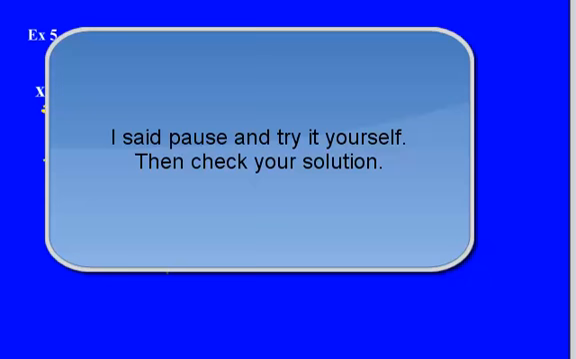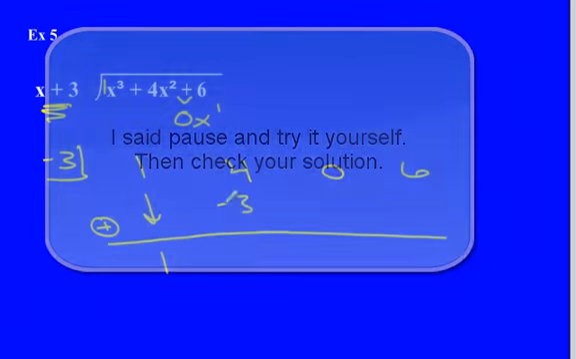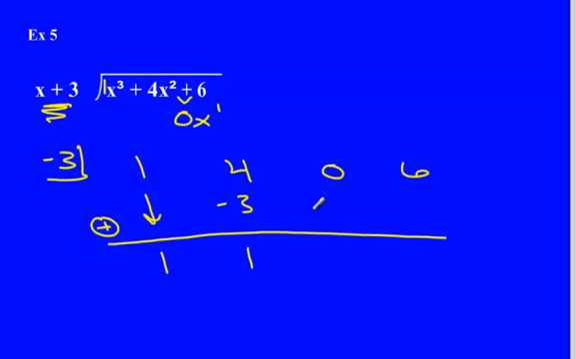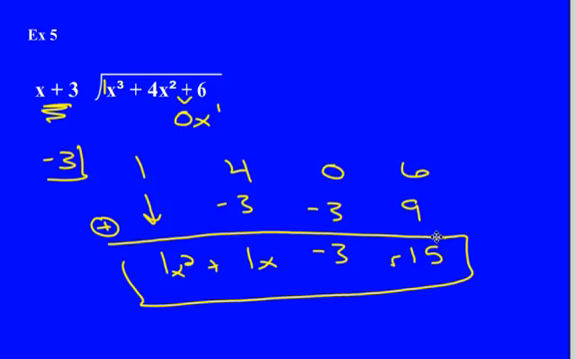Alright, drop the 1, negative 3, get 1, get negative 3, I get negative 3 when I add, and I get 9, add the 9 to get 15. I have x to the second power plus 1x minus 3, remainder of 15. That is synthetic division, my friend.